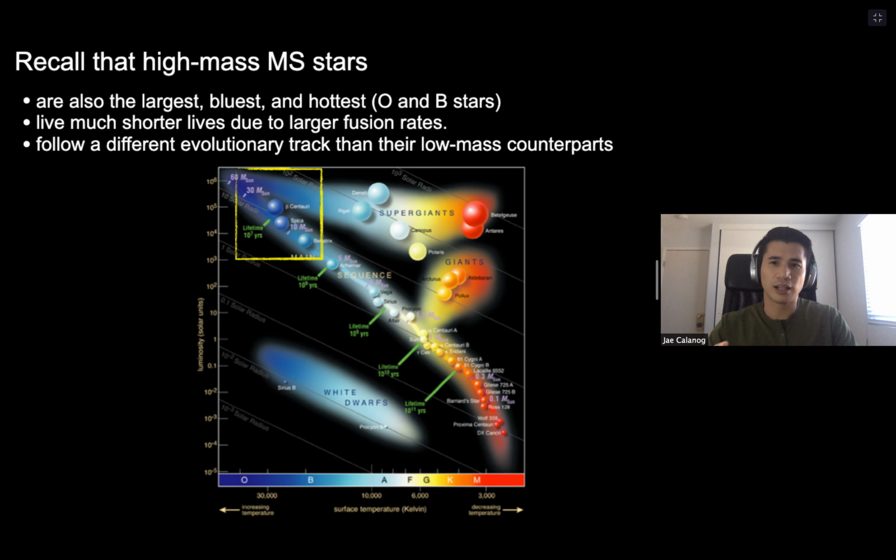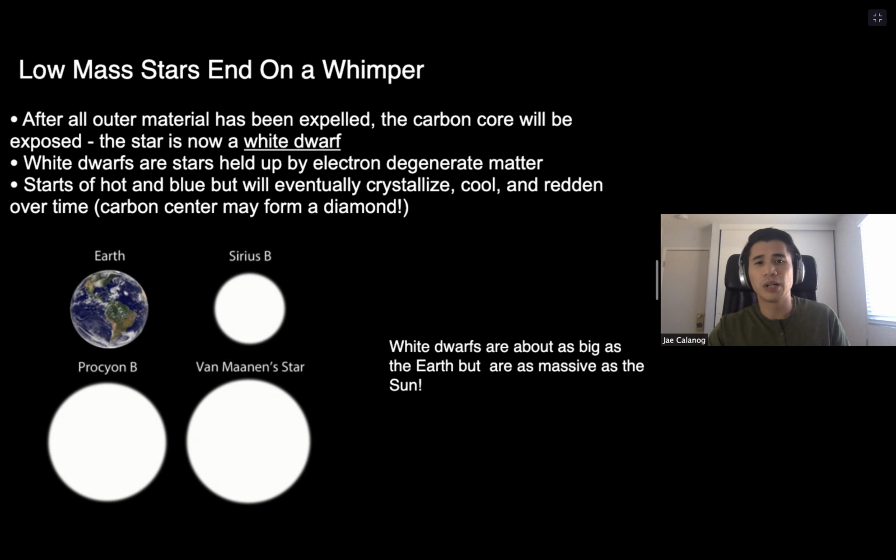All right, so this is pretty much it for how low mass stars evolve. And in the next video, we're going to be discussing how high mass stars evolve out of the main sequence and their last steps in their evolution.